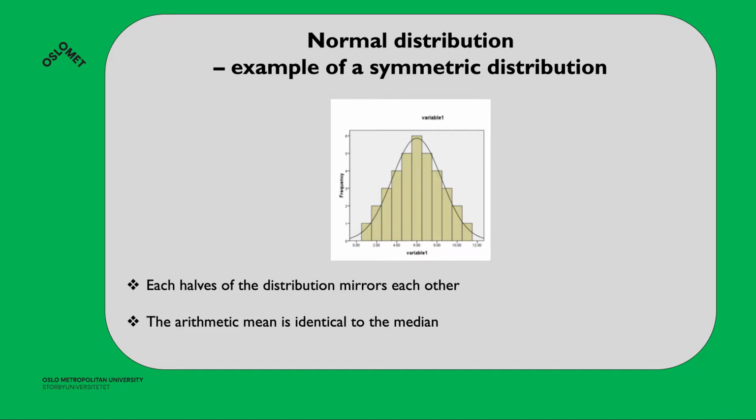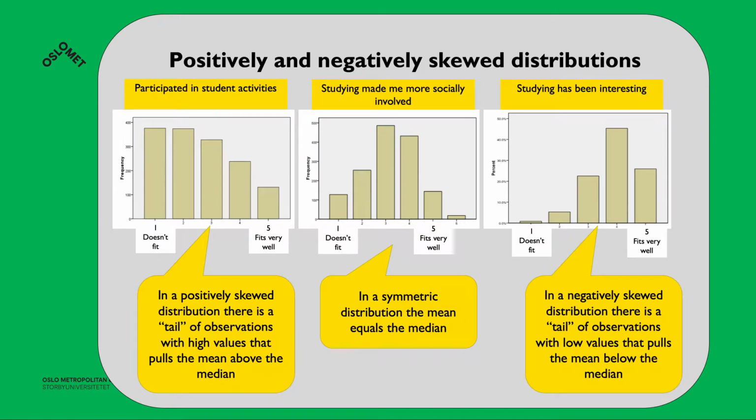Well, the normal distribution is the main example of a symmetrical distribution. Each half of the distribution mirrors the other, where the arithmetic mean and the median are identical and in the middle of the distribution, as we can see here, where the arithmetic mean and the median are in the middle, at 6, and each half mirrors the other. So let's look at a positively and a negatively skewed distribution.